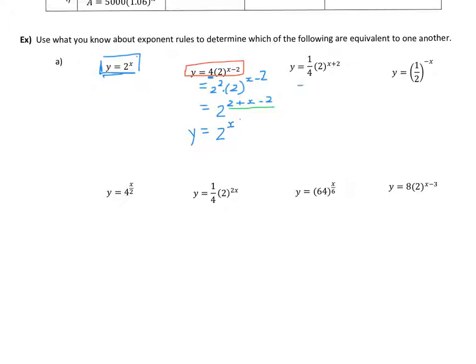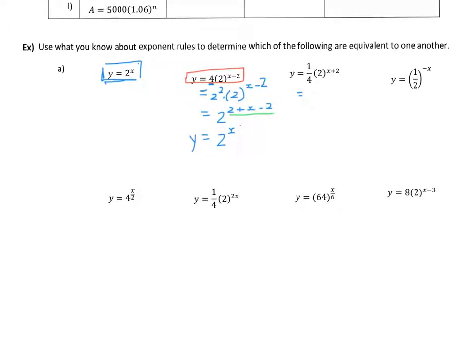Okay, 1/4 could be written as 4 to the negative 1, and 4 really is 2 squared. So 1/4 could be written as 2 to the negative 2. And then that's multiplying the 2 to the x plus 2. The rule is keep the base and add those exponents together. If I have a negative 2 and I add 2, that's just going to be 2 to the x. So once again, I have another one that's actually equivalent to the original function, even though it looks very different.